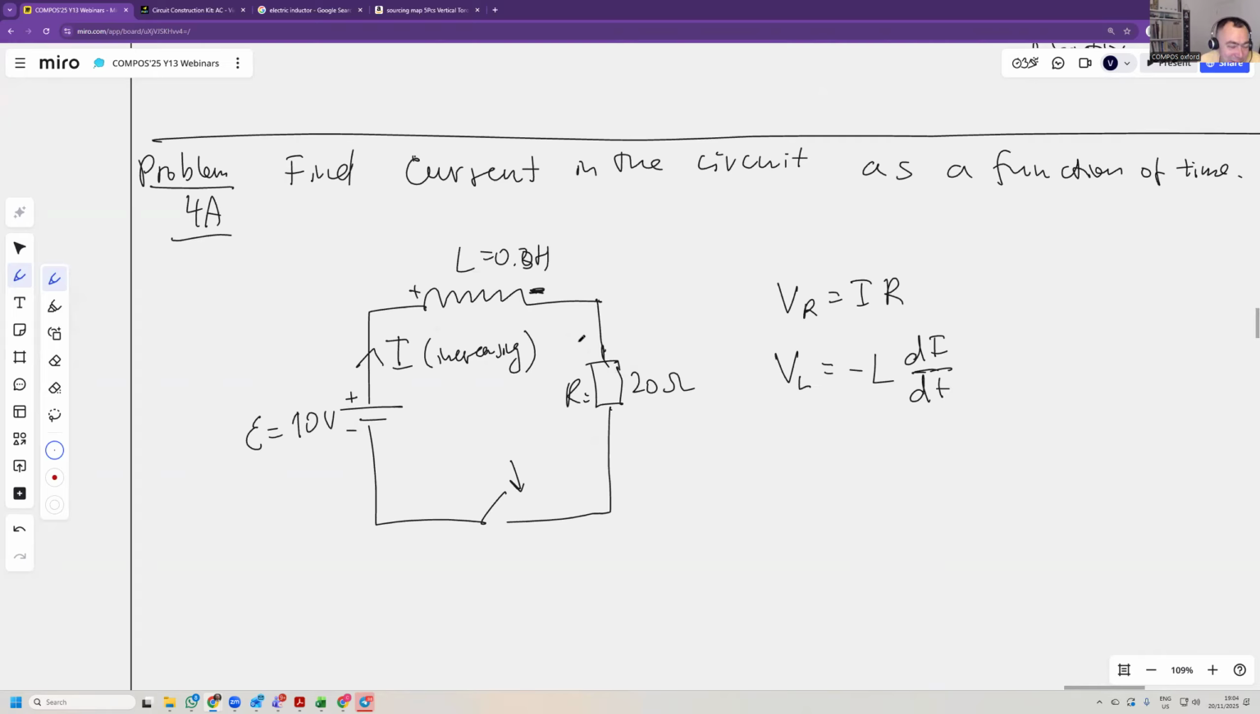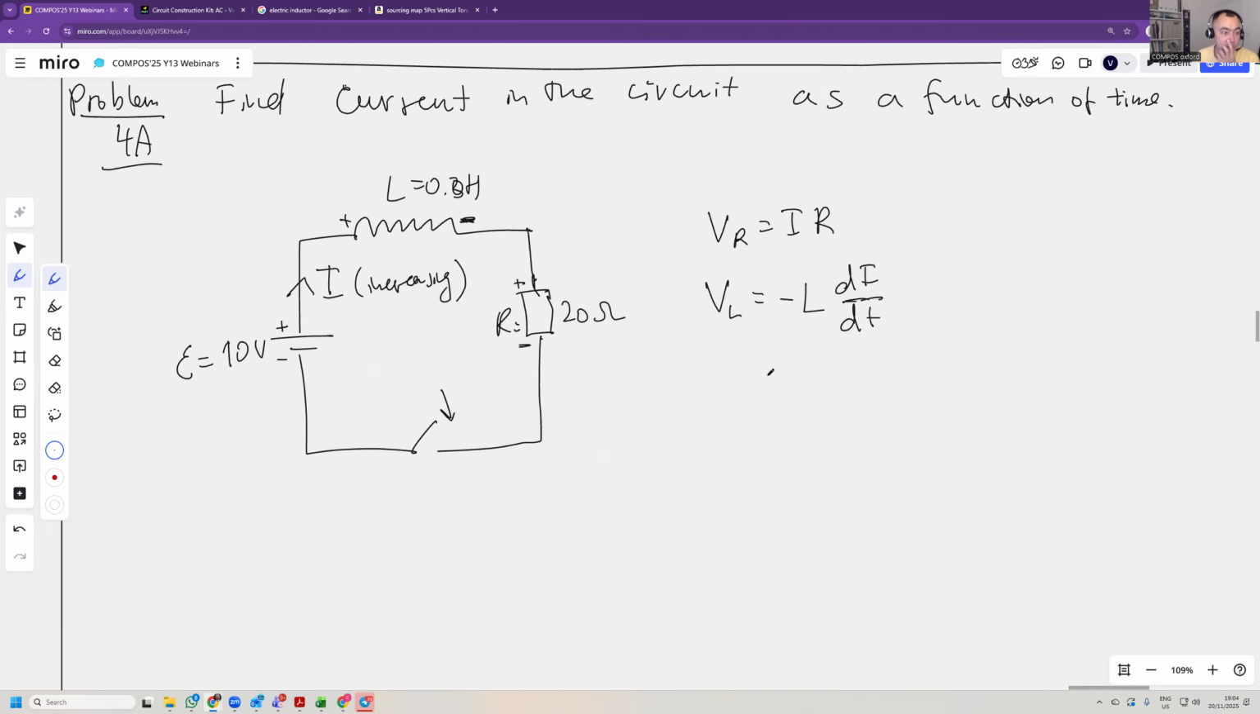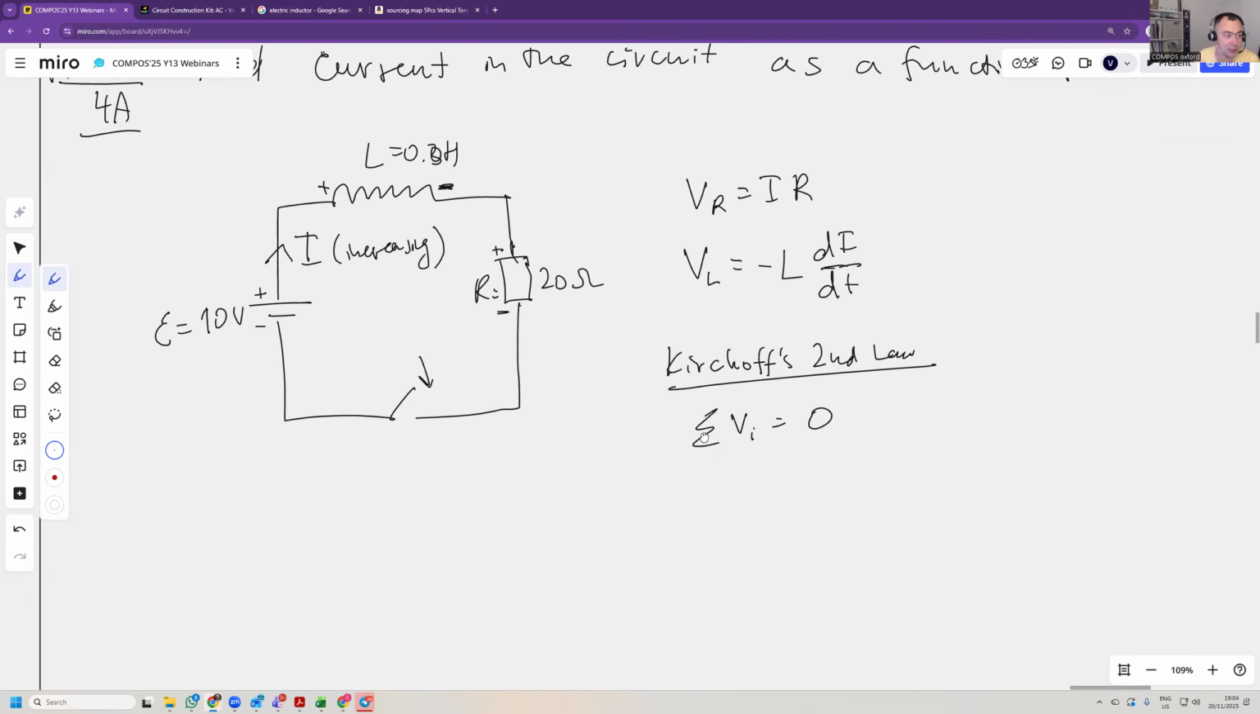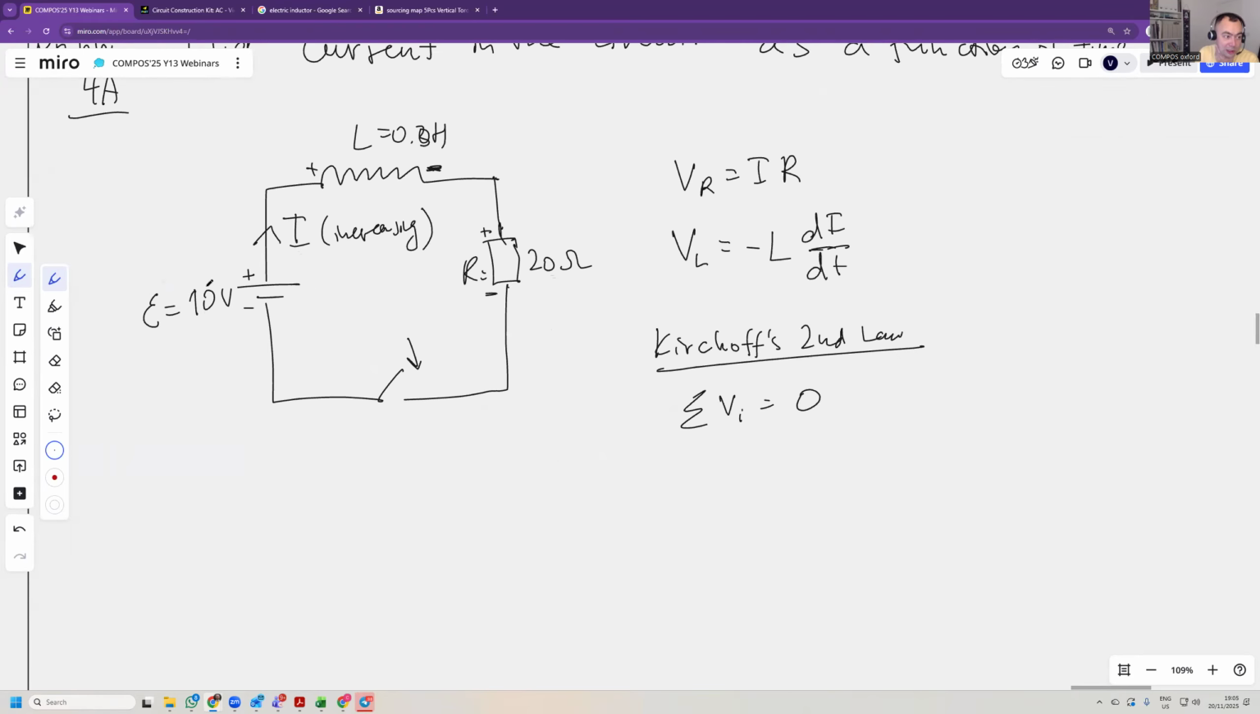Well, the resistor reduces the voltage as well, so it's going to be plus and minus here. Plus means high potential and minus means low potential, so hope that makes sense. So current will flow from high potential to low potential. And so now we can write Kirchhoff's second law: the sum of potential differences across a circuit is 0. That means the battery increases the potential, so plus EMF.